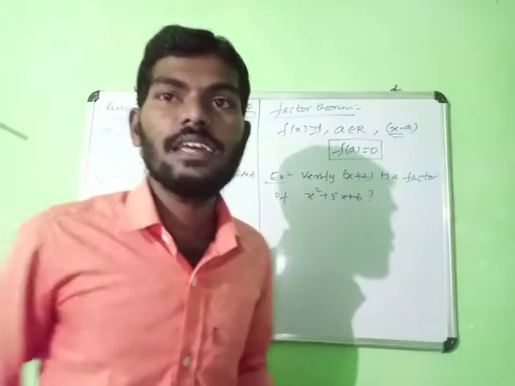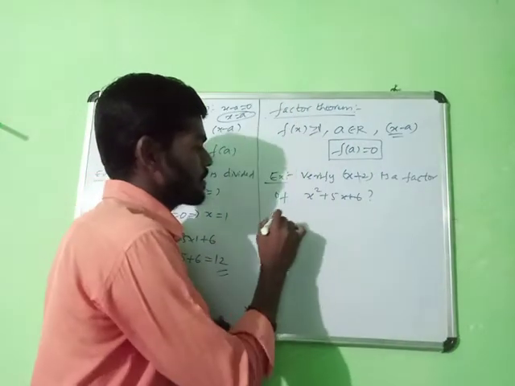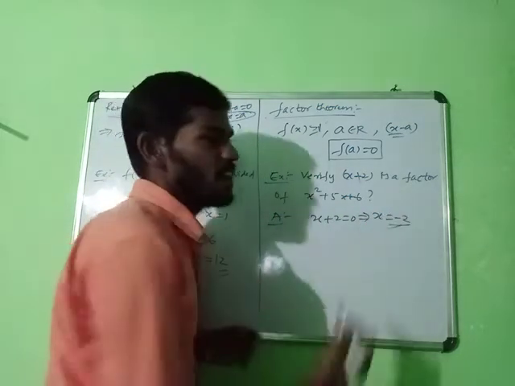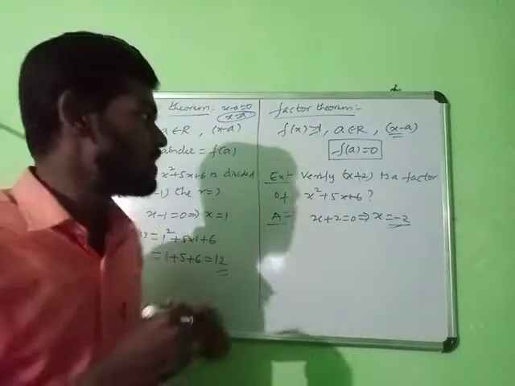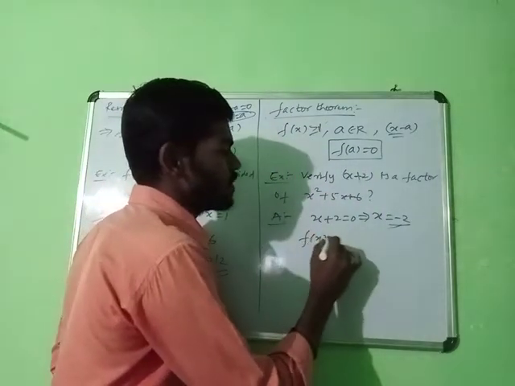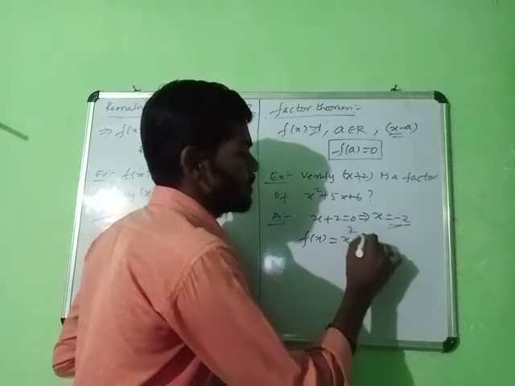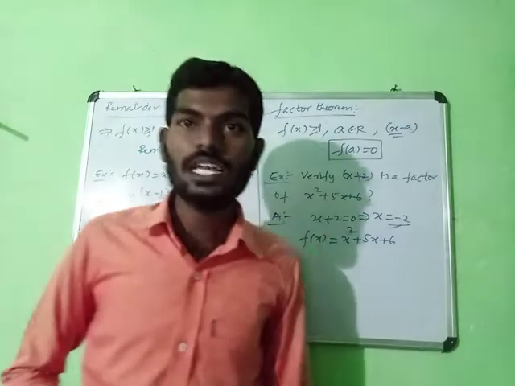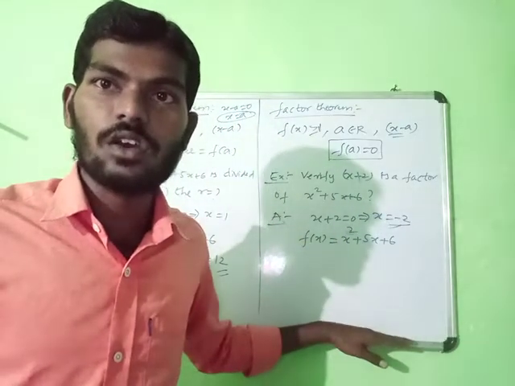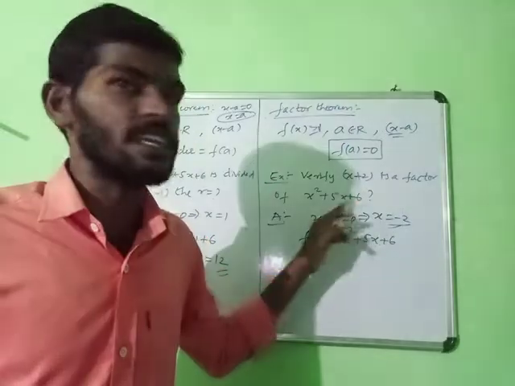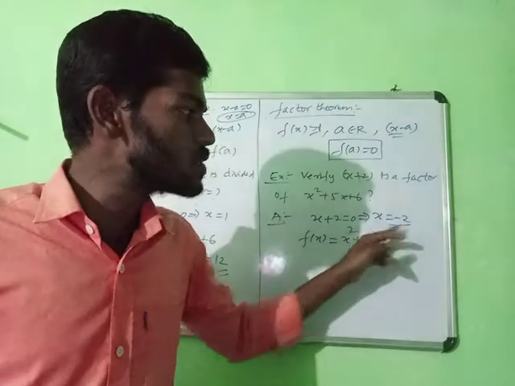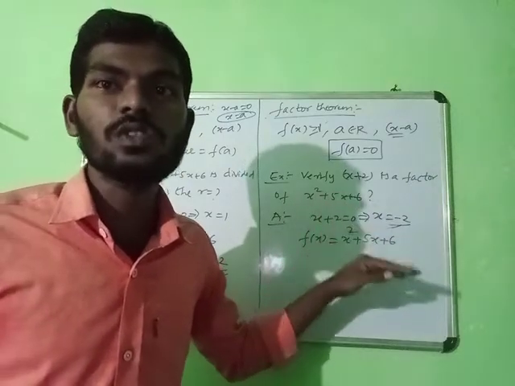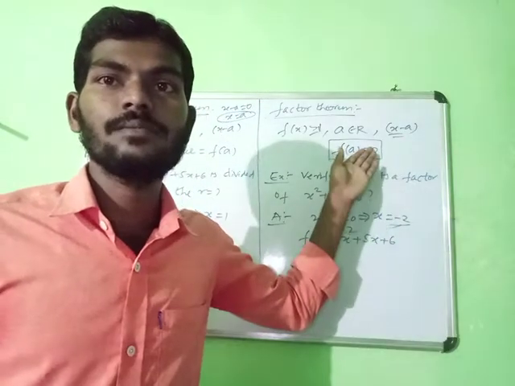Now take x plus 2 equal to 0. What will come? x is equal to minus 2. Substitute this value in f of x is equal to x square plus 5x plus 6. Substitute x equal to minus 2. If the answer becomes 0, then x plus 2 is a factor. If substituting gives answer 0, then x plus 2 is a factor of x square plus 5x plus 6; otherwise it is not a factor. That is the factor theorem.